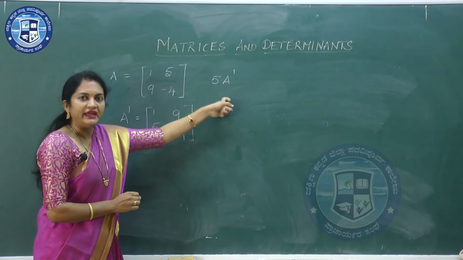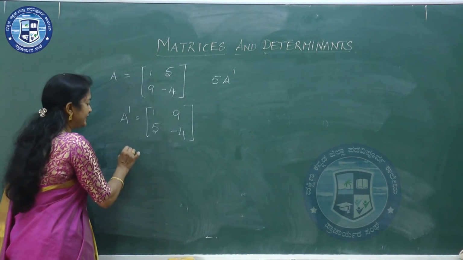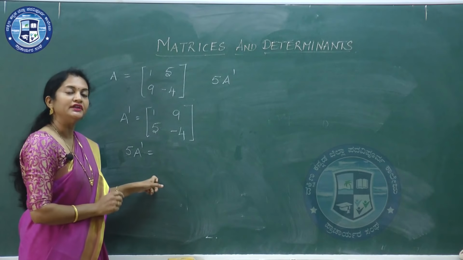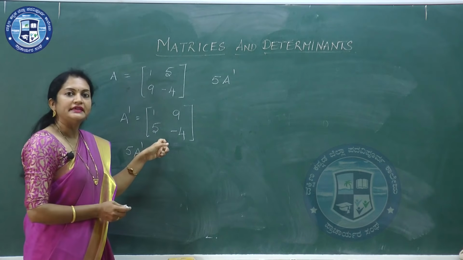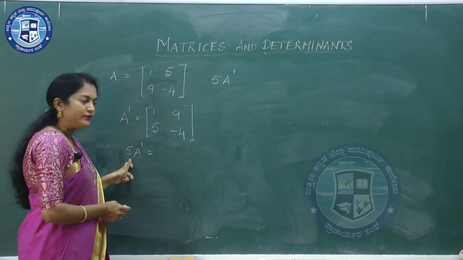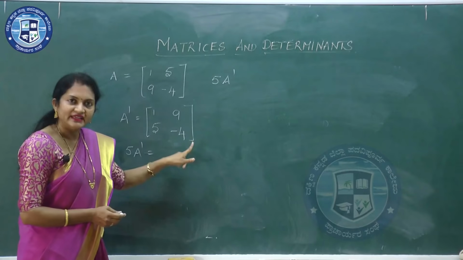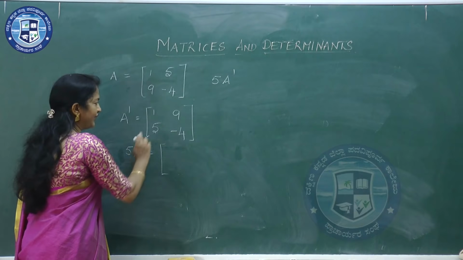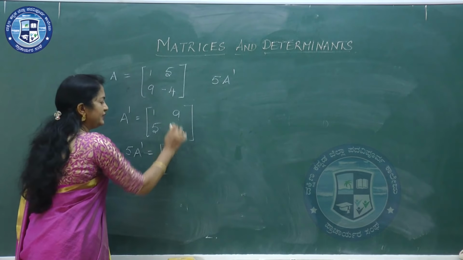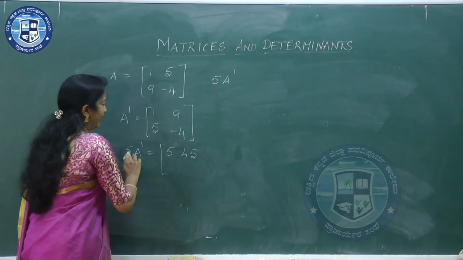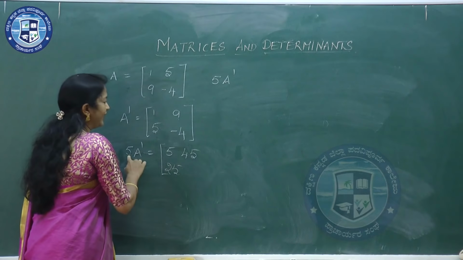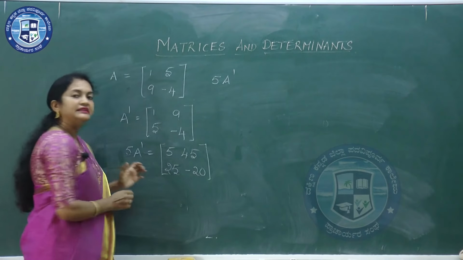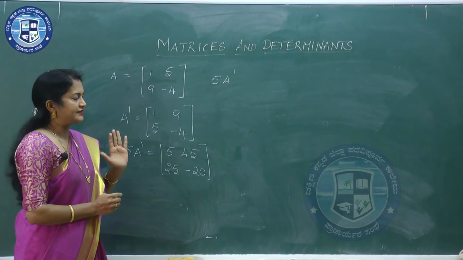Now 5A transpose you have to find. Here it is scalar multiplication. We are multiplying the matrix A transpose by 5. So every element of this matrix is multiplied by 5. So what will we get? 5 into 1 is 5, 5 into 9 is 45, 5 into 5 is 25, 5 into minus 4 is minus 20. So this is the resulting matrix.